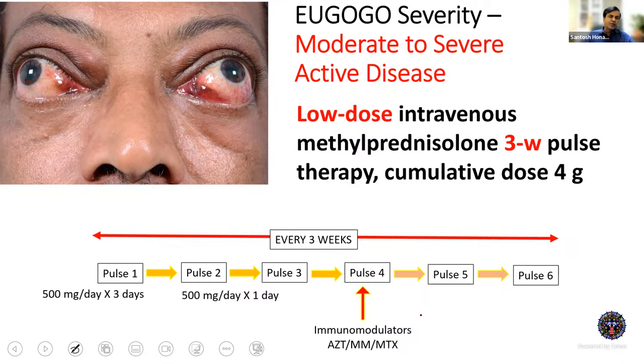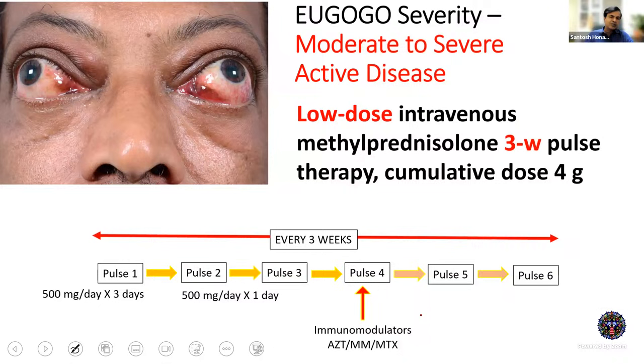So you don't want to stop steroids and then start immunomodulators, because the patient will have a possibility of peaking in terms of inflammation in the time between the last pulse of intravenous methylprednisolone and the beginning of the effect of immunomodulators. So whenever you want to start immunomodulation, it's either in pulse 3 or pulse 4, preferably pulse 4, so that there is a very smooth transition between intravenous methylprednisolone and the peak of the effect of immunomodulators.